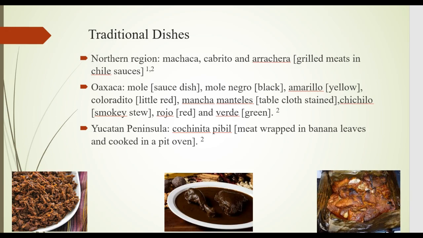So first, we're going to talk about the northern region of Mexico. And in the northern region of Mexico, they are very well known for their traditional dishes called machaca, cabrito, and arrachera. And these are basically grilled meats. Your choice of meat, and it's cooked in a chili sauce. On the bottom left-hand portion of the slide, you'll see a picture of what machaca looks like.